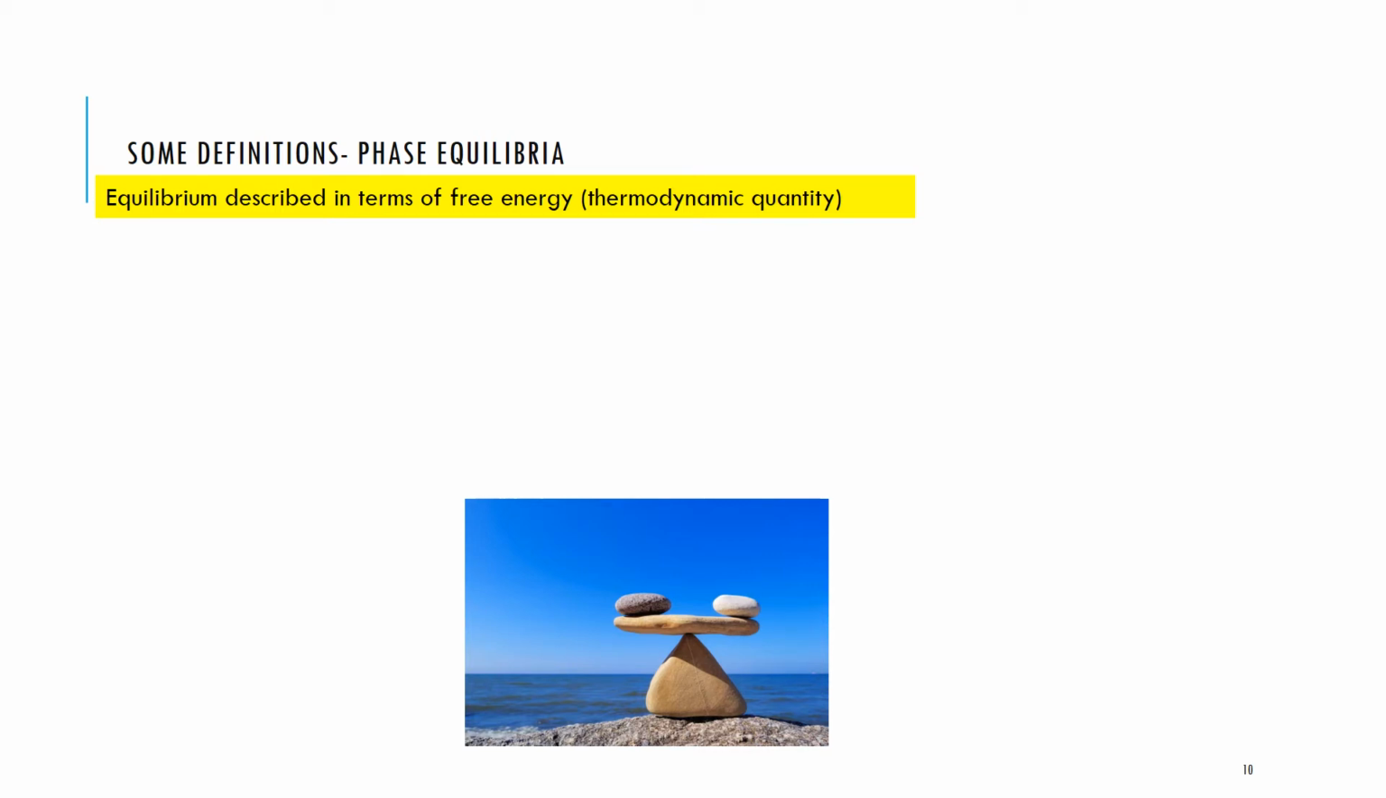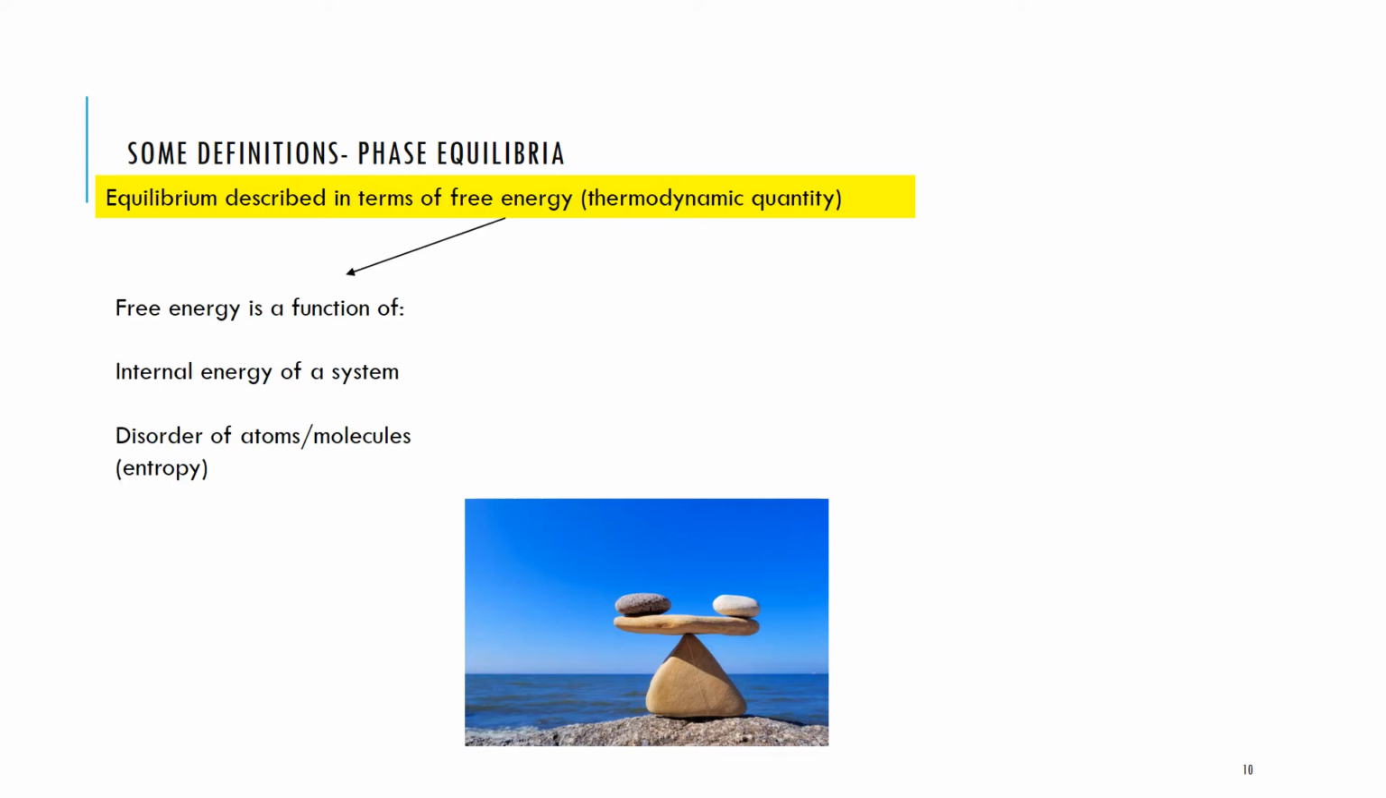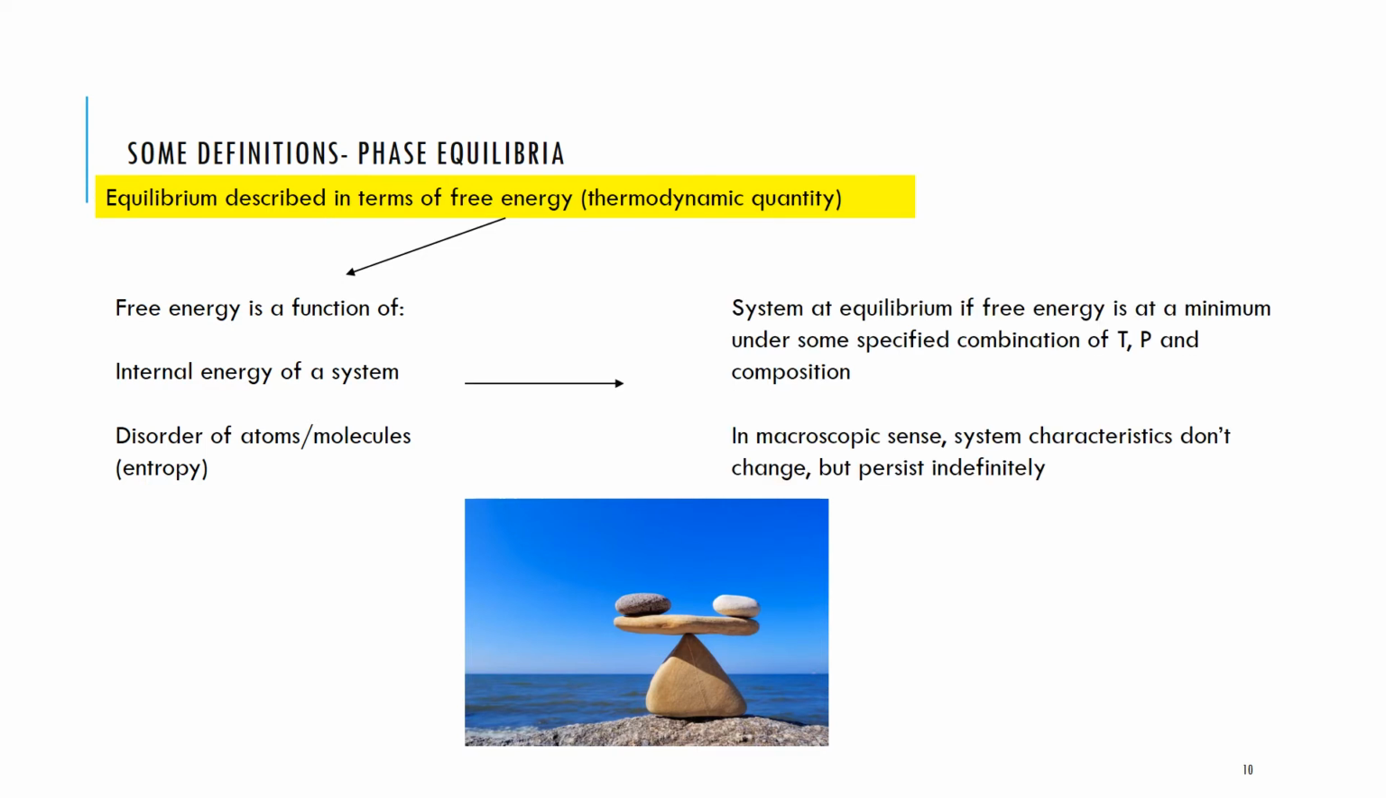Now, we tend to describe that equilibrium that's reached in terms of free energy, and this is a thermodynamic quantity. And the free energy is a function of the internal energy of the system and how disordered those atoms and molecules are throughout the system. We call that entropy. A system then will be at equilibrium if that free energy is at a minimum under some kind of specified combination of temperature, pressure, and composition.